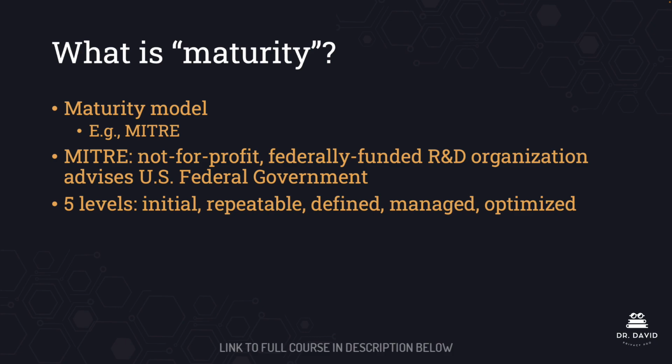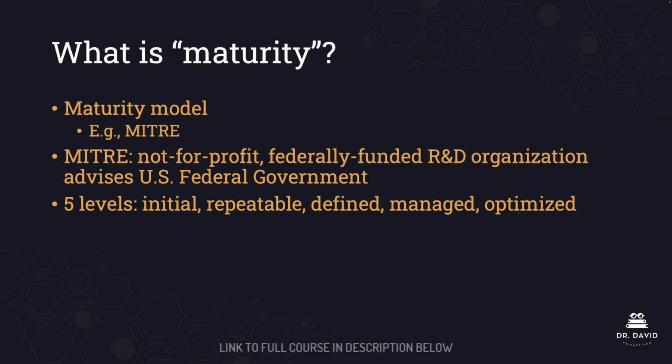For privacy, the 5 different maturity levels are as follows. Initial is level 1, repeatable is level 2, defined is 3, managed is 4, and optimized is 5. A privacy program that is at level 1 is just getting off the ground. It is taking its initial steps in establishing itself, writing its policies, its processes, its procedures, communicating with stakeholders, etc.